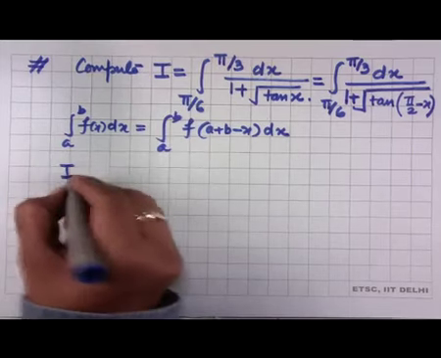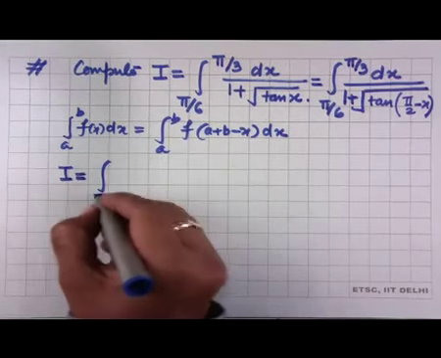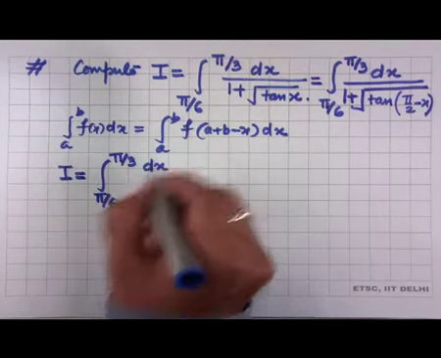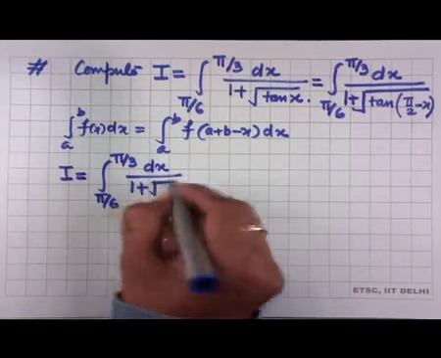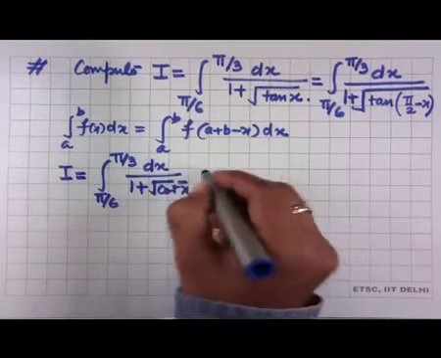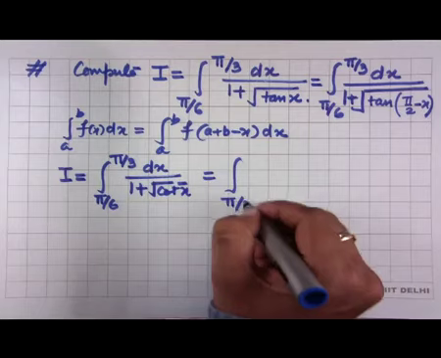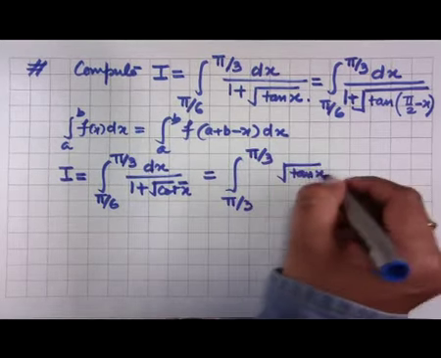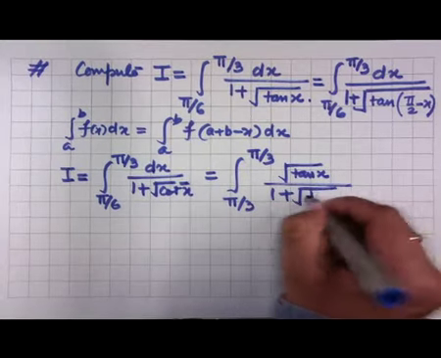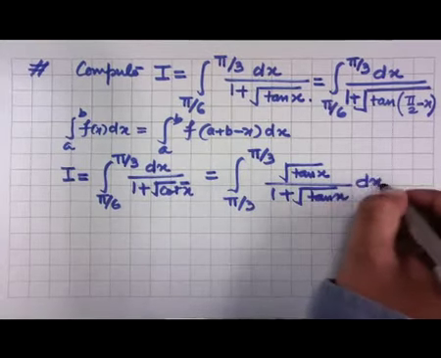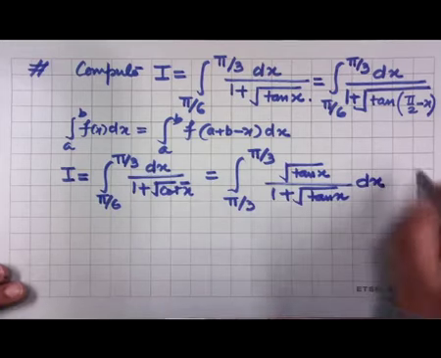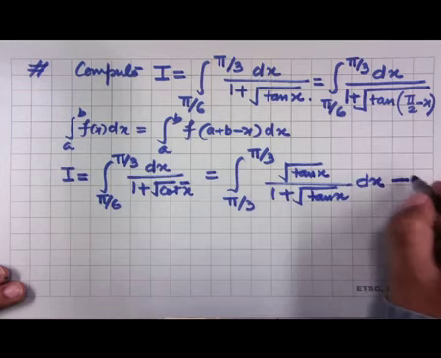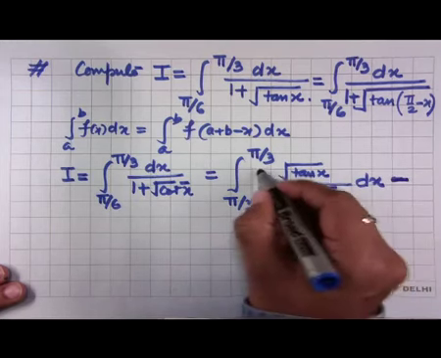So I is therefore immediately equal to the integral from pi by 6 to pi by 3 of dx by 1 plus under root cot x, which we can write as under root tan x by 1 plus under root tan x dx. Now if... okay, so let me do one thing, let me just add and subtract here.